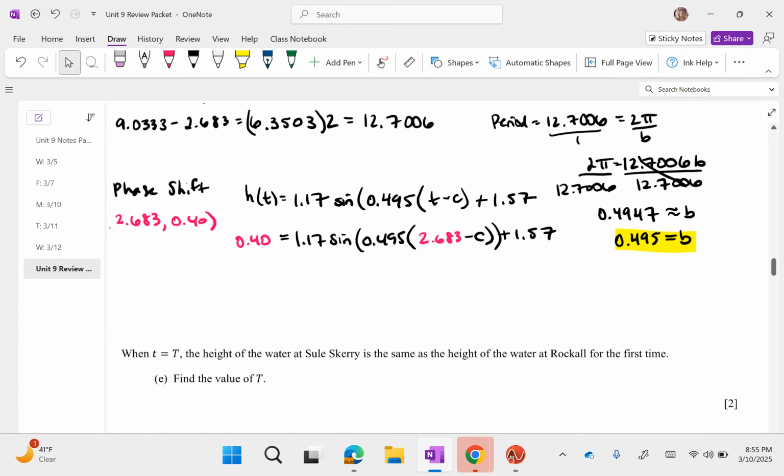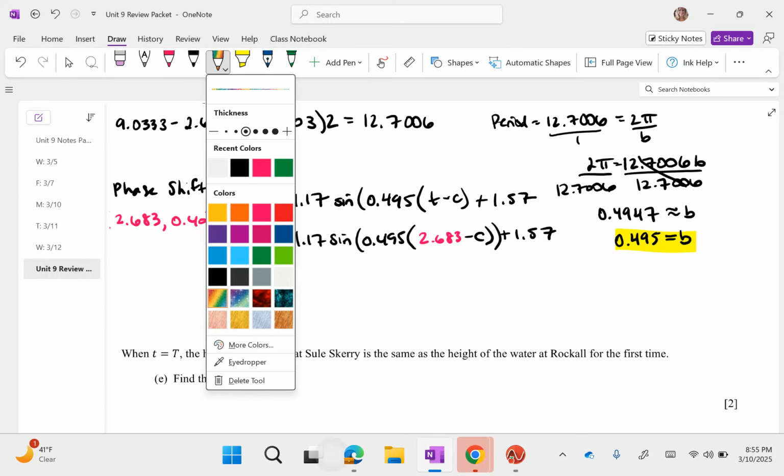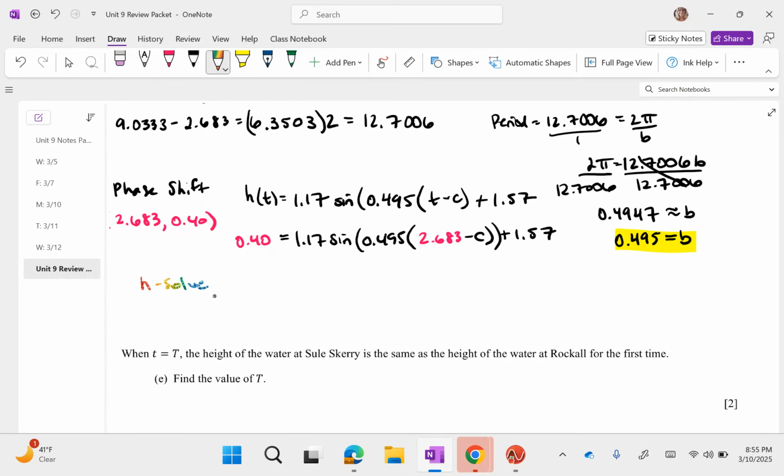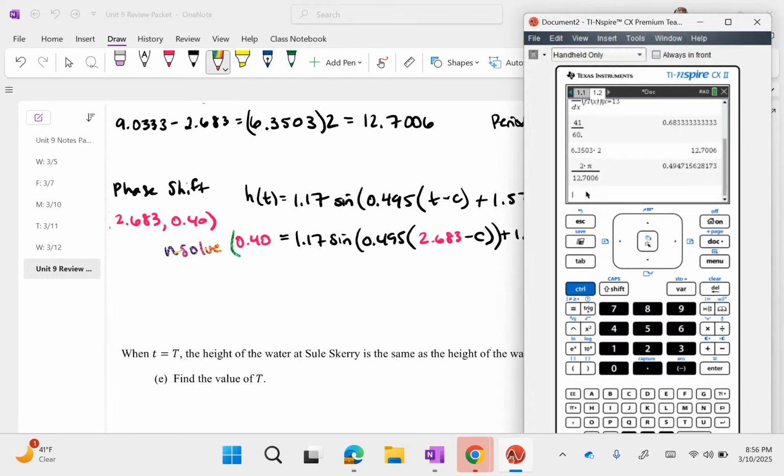Okay, 2.683. So since nSolve is going to scan for the first solution from the left, I'm going to nSolve this, kind of save myself some time here. So the nSolve command is going to be, actually let's write it up here so we don't have to rewrite it again. nSolve this, comma, c. And I'm going to type that into my calculator, okay?